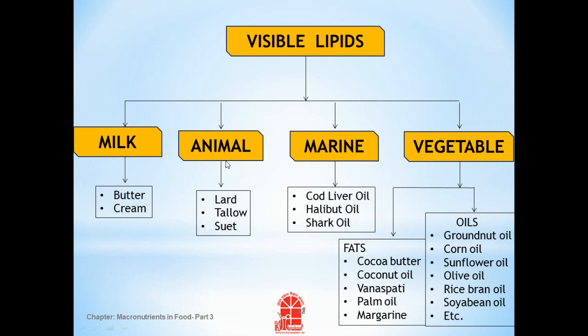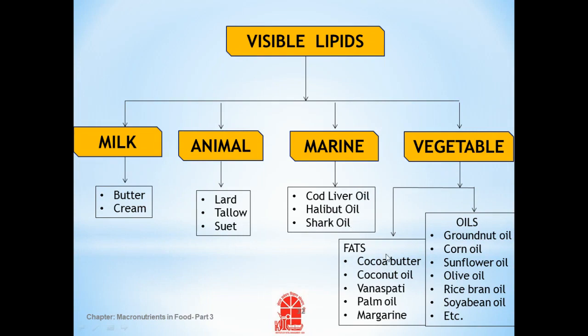These sources are milk, animal, like lard, tallow, and suet from pork, beef, and they are the products, the refined versions. So lard comes from pork, tallow is from beef, and suet is from around the organs. Marine sources, so you get cod liver oil, you must have heard of those cod liver oil tablets. Halibut oil, and shark oil.